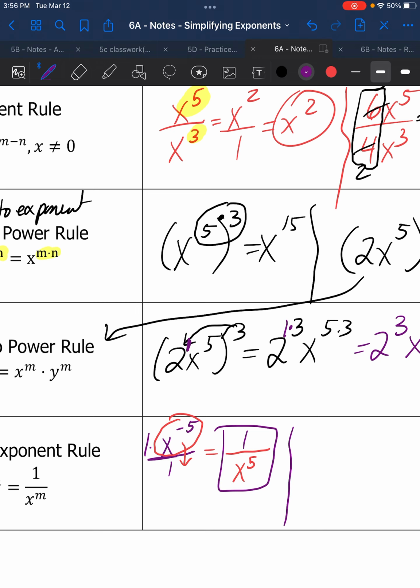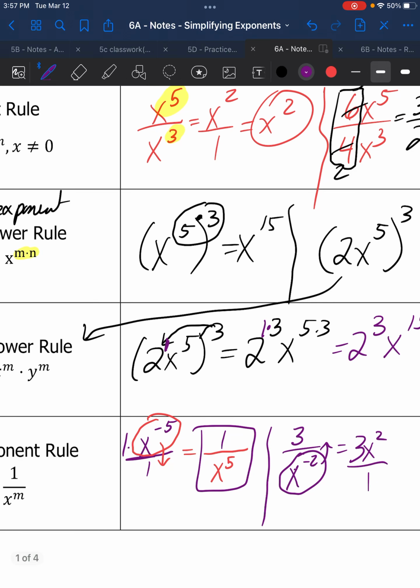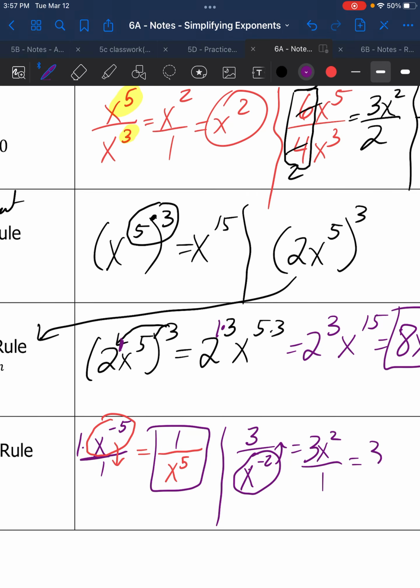If the negative was in the denominator, so if I have something like 3 over x to the negative 2, well, that x to the negative 2 is going to go up to the numerator, and it's going to become positive. Really, it's over 1. We don't even need that, though.